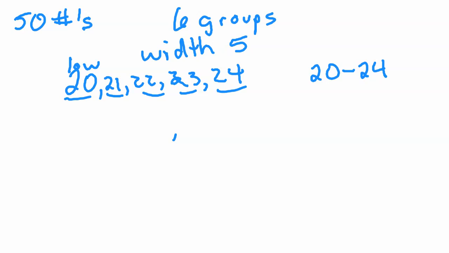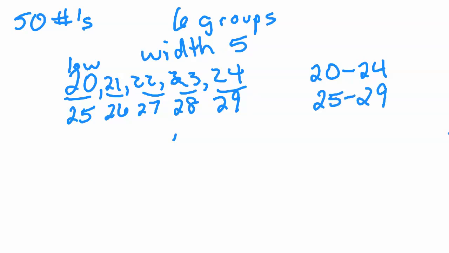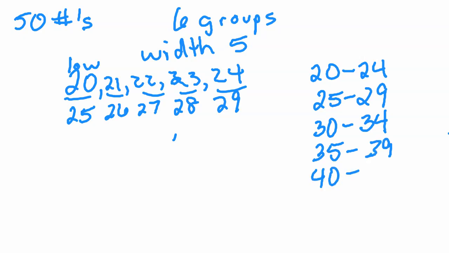So the next group would be 25. You don't have to do this all the time, but it's nice to write it out to make sure that you have the correct numbers in your group. So 25 to 29 would be your next group. You can see how the pattern goes, I hope. So I'm just going to continue. And then my last group would be 45 and greater. So there's my 6 groups.